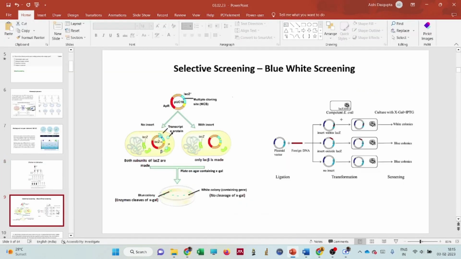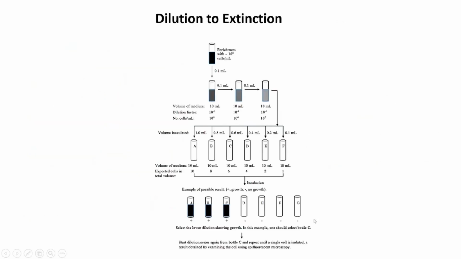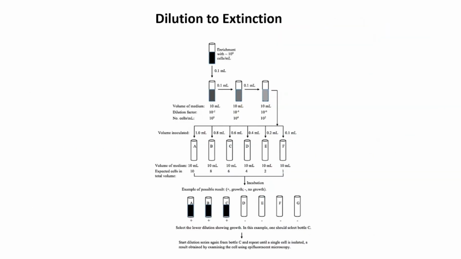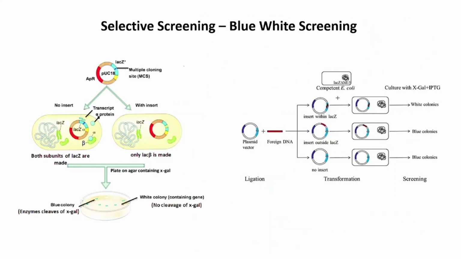Now we'll move on to selective screening. So selective screening can be a lot of types. So the main question, what was the question? Which of the following can be used for isolating a bacteria with a target gene? So the answer is selective screening. Obviously the other three do not come close to the question at all. Those are just isolating bacteria from a sample.